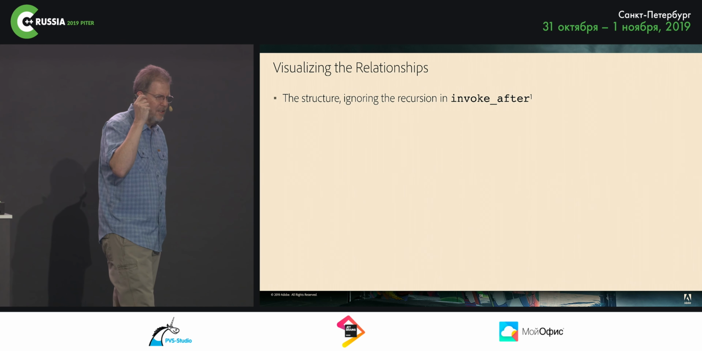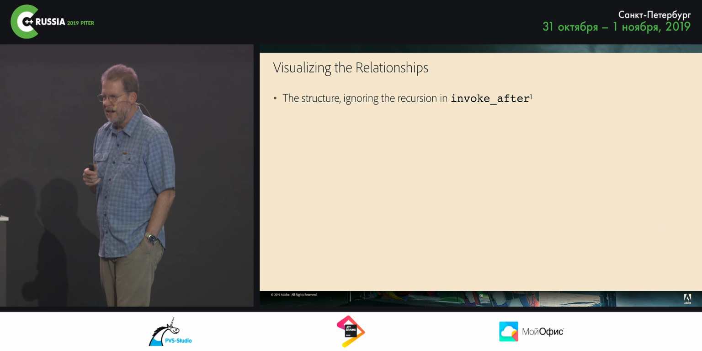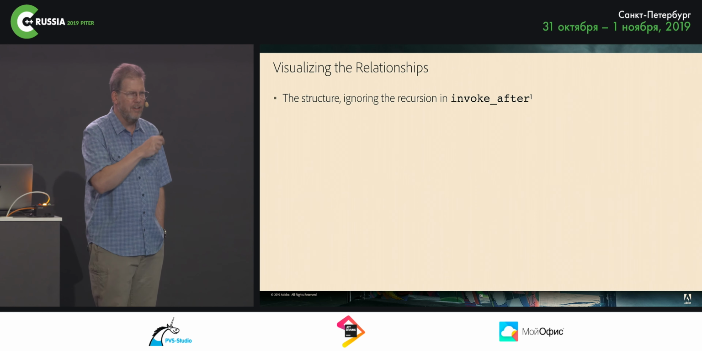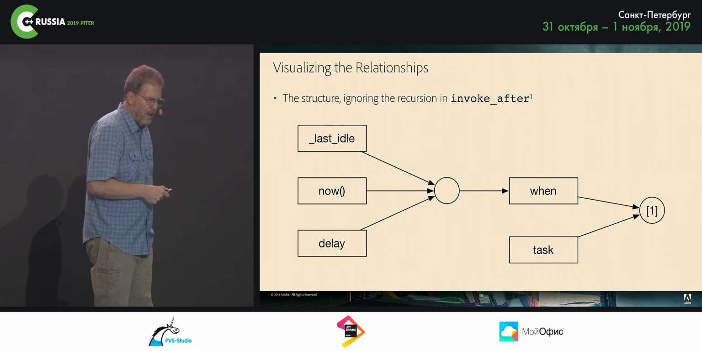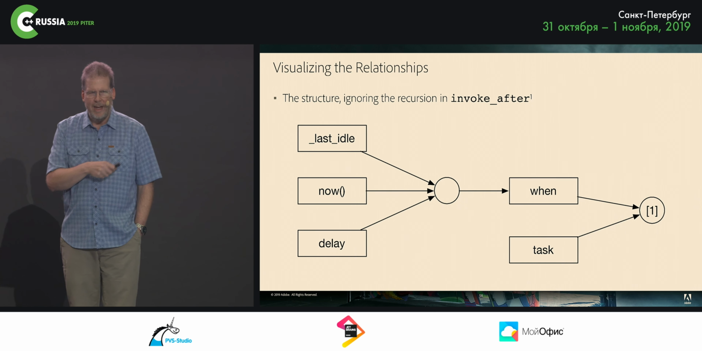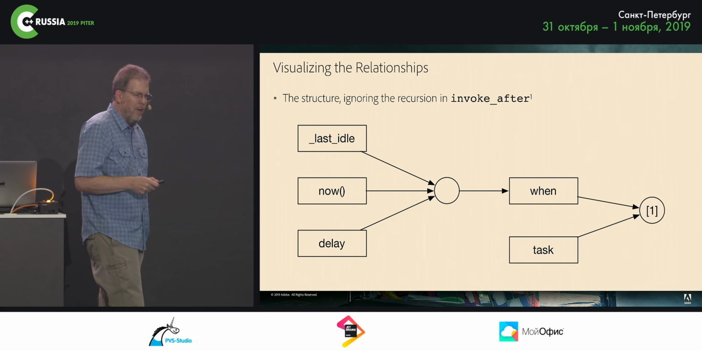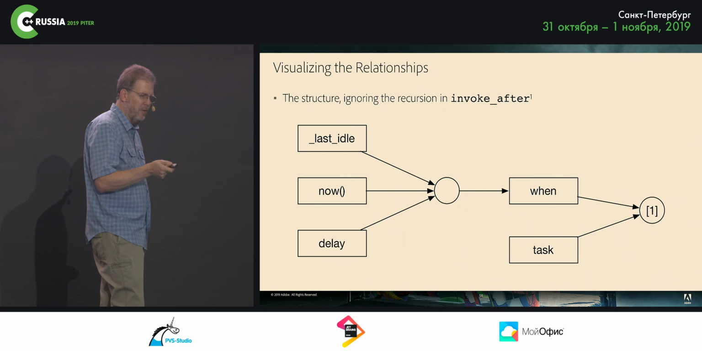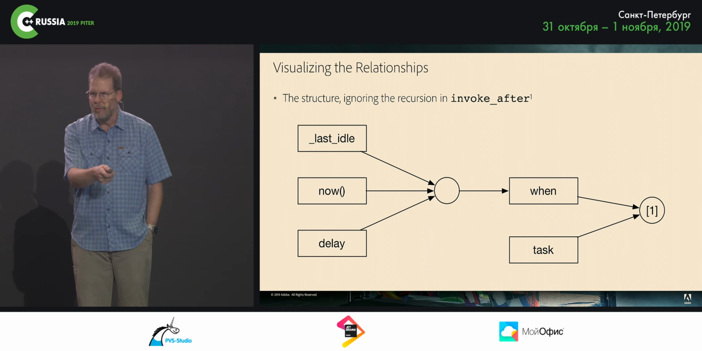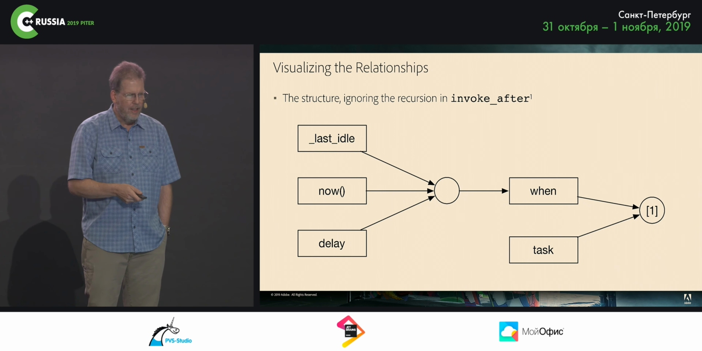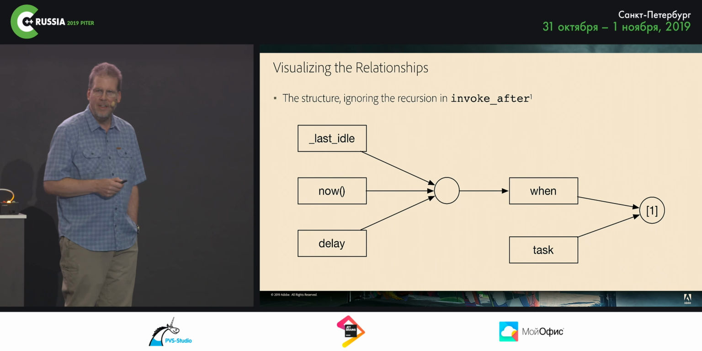So let's draw the relationships for this piece of code. We're going to ignore the recursion when we're drawing it, because it gets complicated to draw recursive data structures. You just keep going around. But generally, this is what we have. The 1 there is where this structure recurses. We have last idle, now, and delay, and we combine those through a relationship, the subtractions, and that gives us our when variable. Then we use when and our invoke after to invoke our task. So that's the structure of that.